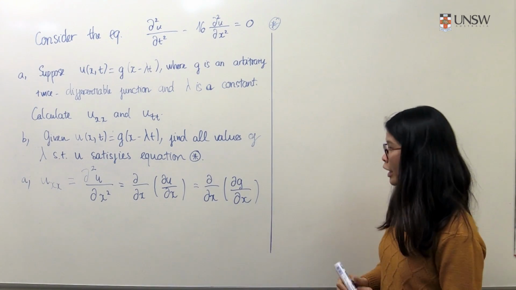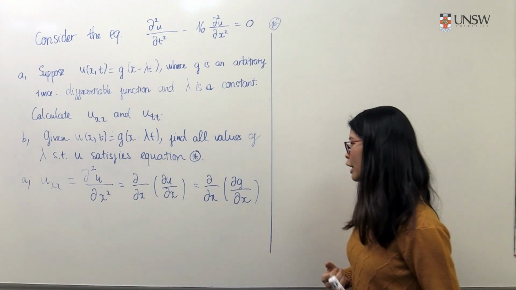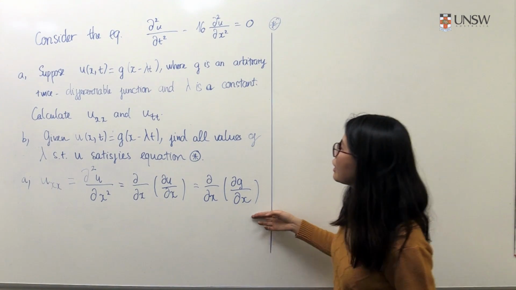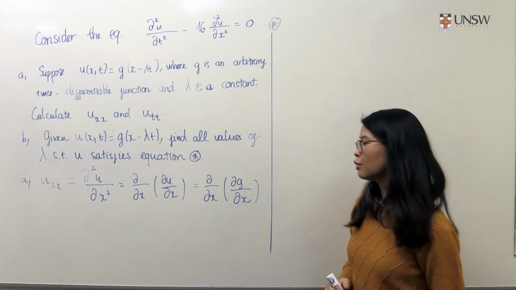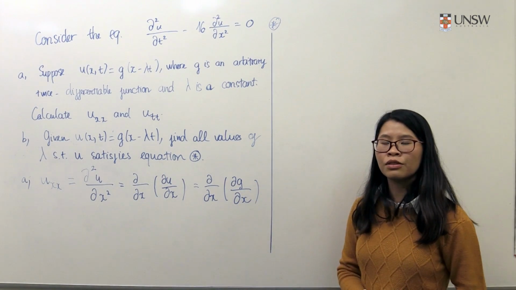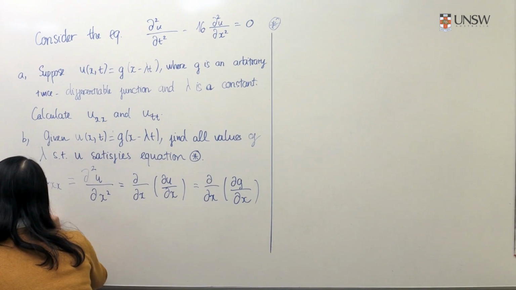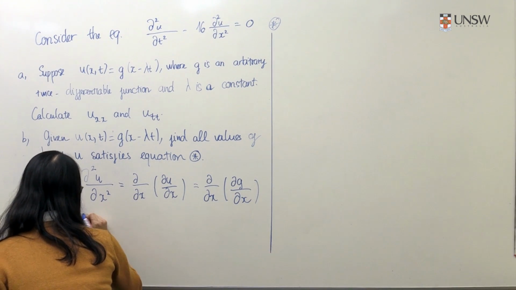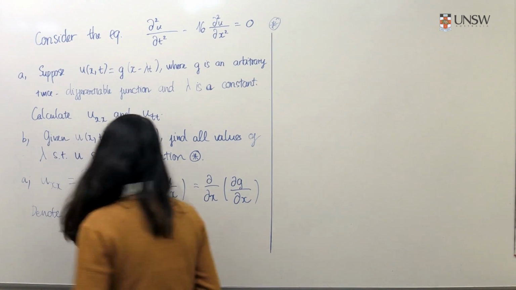So in order to calculate the second derivative of u with respect to x, first we need to calculate the derivative of g with respect to x. And here you can see that g depends on x minus lambda t. So in order to calculate the things in the brackets here, we need to use the chain rule. So to use the chain rule, first we denote z equal to x minus lambda t.